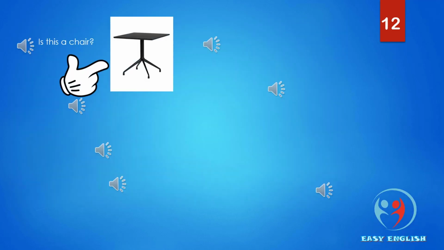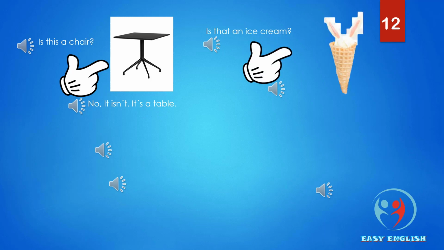Is this a chair? No, it isn't. It's a table. Is that an ice cream? Yes, it is.